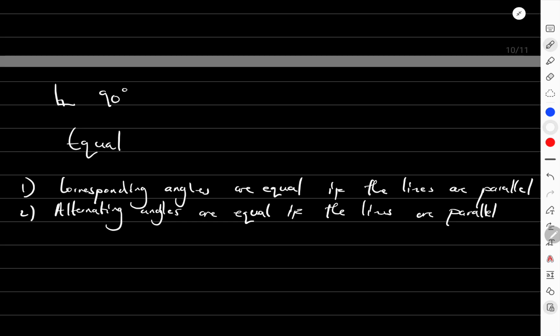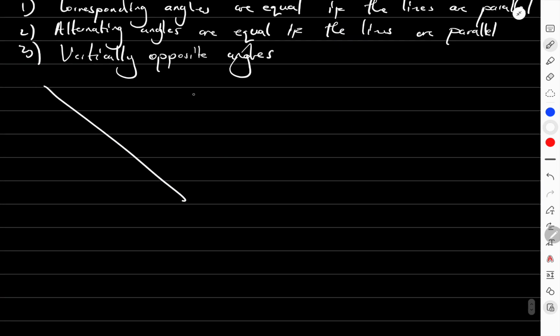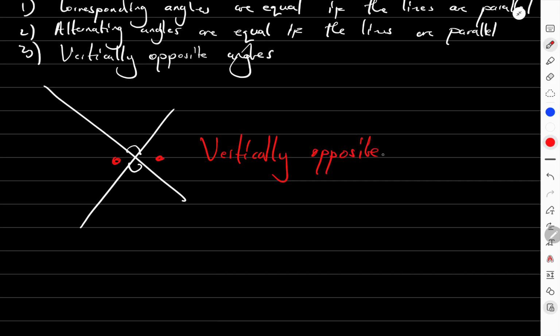Now, the last one, the last equal, it is number three. We have vertically opposite angles are equal. Vertical opposite angles are equal. Therefore, with this structure, if you see something like this, the angle that is found here and the angle found there, they are the same. And also, the angle that is found here and the angle that is found there, they are the same. Reason is going to be vertically opposite angles.